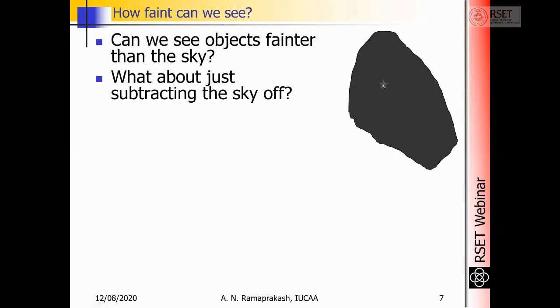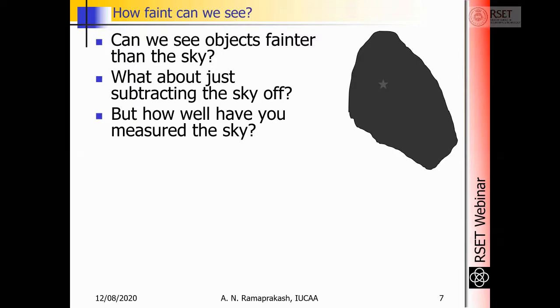I measure the light from this direction, this direction, this direction accurately, and subtract that light from the light from this direction. So you can see the star. Now, this is a plausible way forward, and astronomers do this, but there is a limitation.